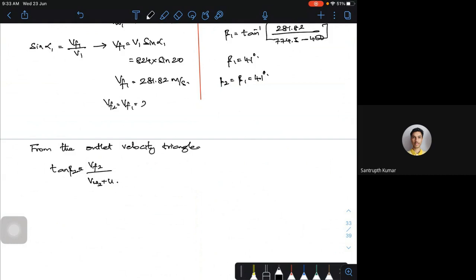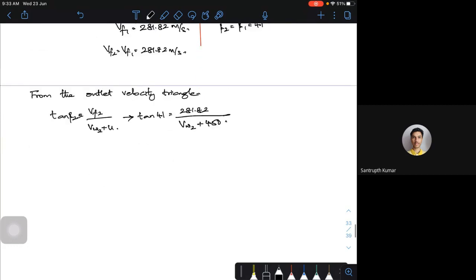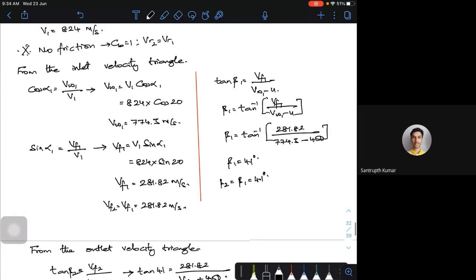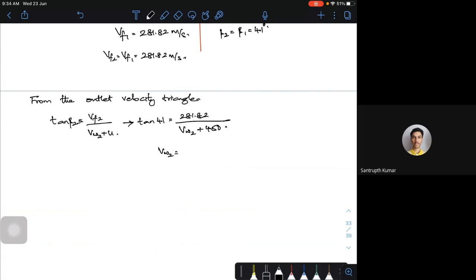Vf2 is equal to 281.82 meters per second. So from here, I can find tan 41 is equal to 281.82 divided by Vw2 plus u. So u is 450. Now tell me the value of Vw2. If it comes out negative, I have to change the direction. If it comes out positive, then the velocity triangle direction I have considered is right. How much are you getting?